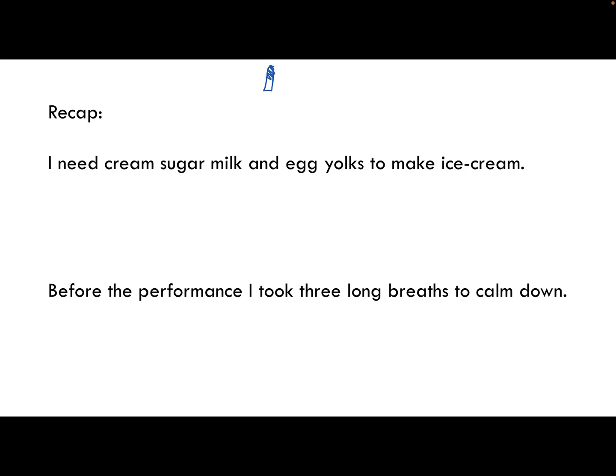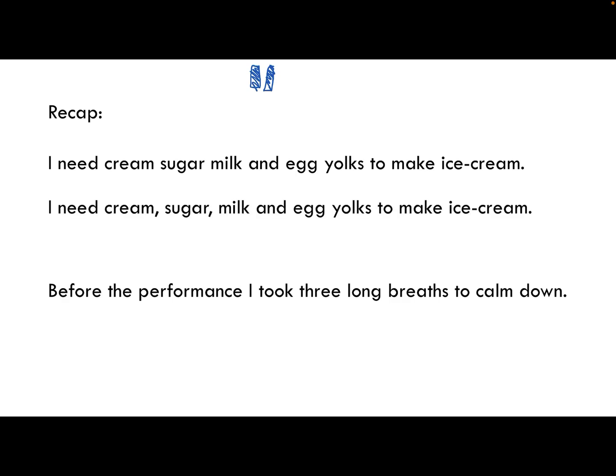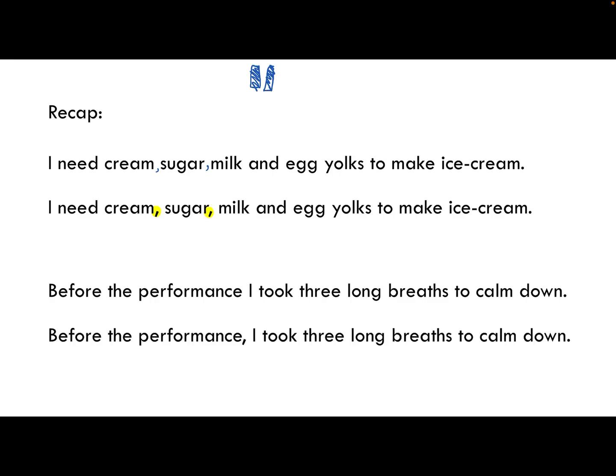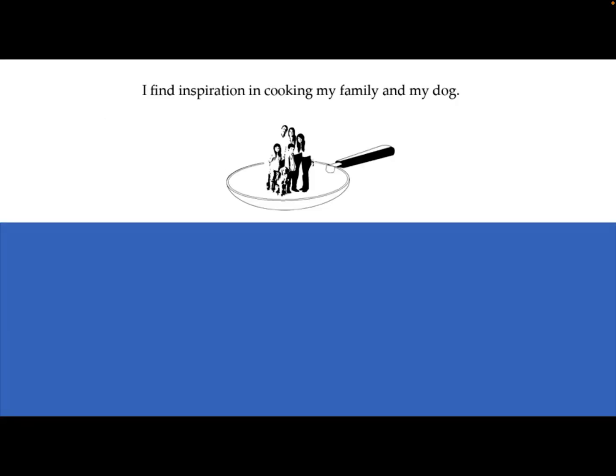Can you put the commas in the correct places? Pause the video, then give it a go. So hopefully you've given it a go and you've spotted where your comma needs to go. Let's have a look. I need cream, sugar, and egg yolks to make ice cream. There we go. Before the performance took place, I took 3 long breaths to calm down. Before the performance, comma, is our frontal adverbial. I took 3 long breaths to calm down.